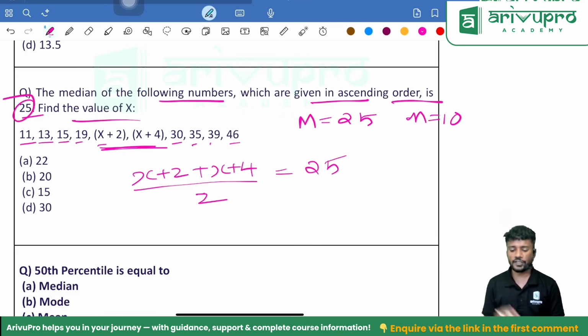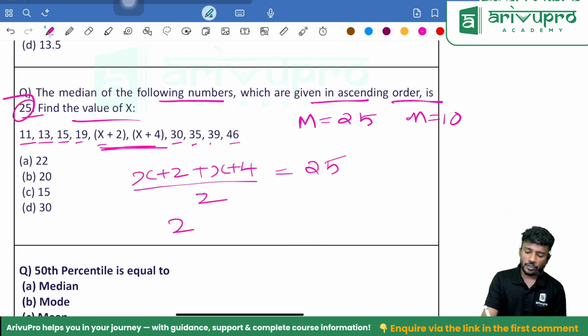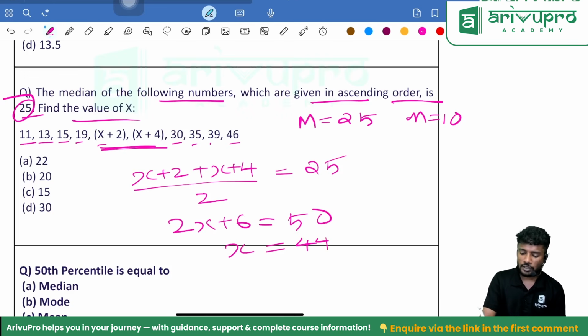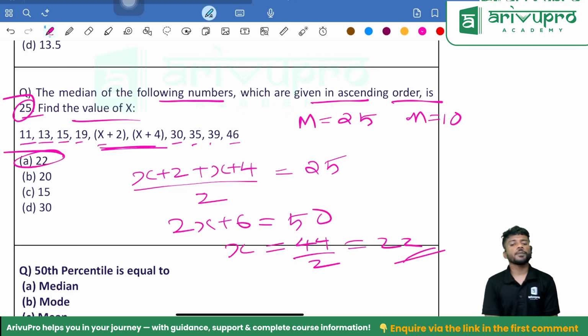Now find the value of x for me, people. So 2x plus 6 is equal to 50. So x is equal to how much now? 44 divided by 2. Answer is how much? 22. Option A is your answer.